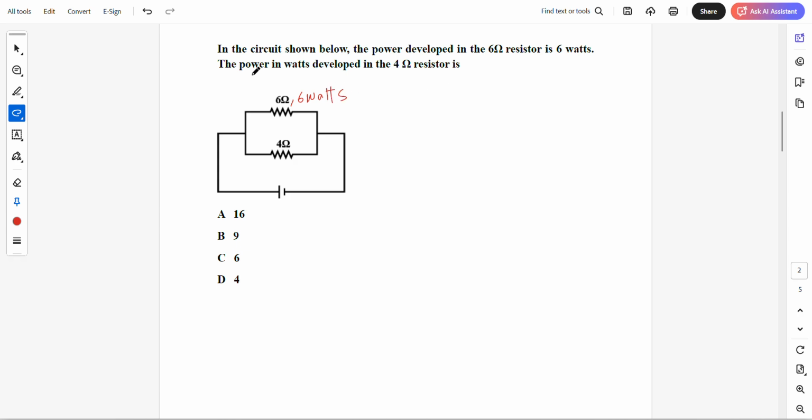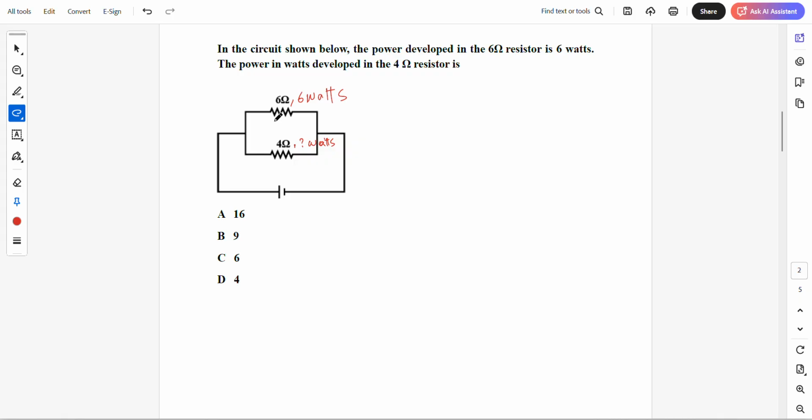The power in watts developed in the 4 ohm resistor, how many watts? They are asking how much wattage of power will be dissipated in the 4 ohm resistor. We know that both are in parallel.